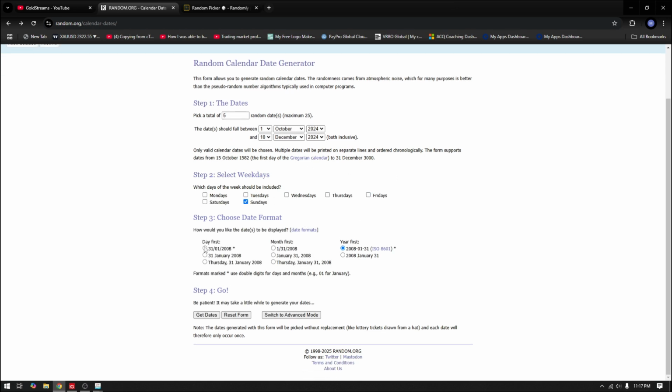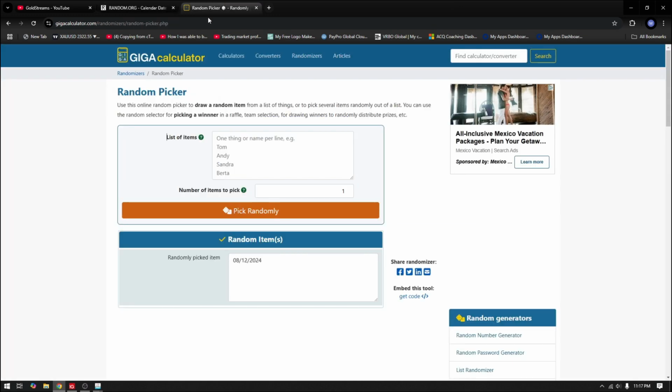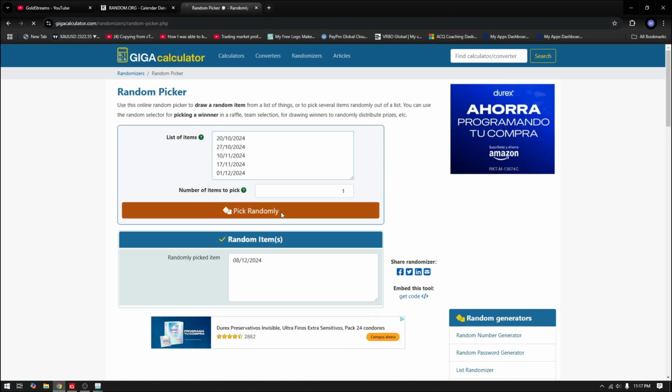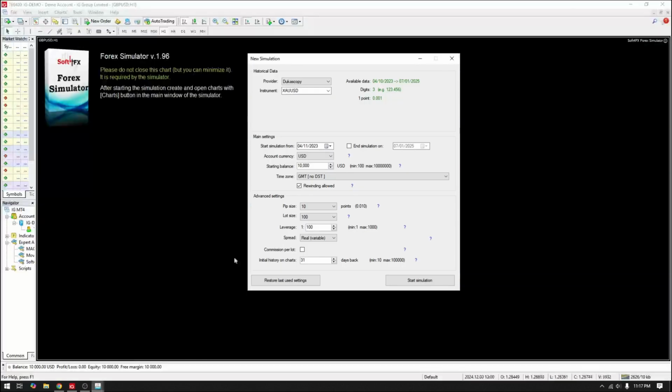We obviously only want Sundays, and you don't want to go too far back on the dates either, because then it becomes pointless. So it's given us 5 dates here. We've got the 20th, 27th, 10th, 17th, and the 1st. All right, fantastic. It's given us a nice range. Take these, put them into a random picker, so just pick one at random. Perfect. So we've got the 17th of November.